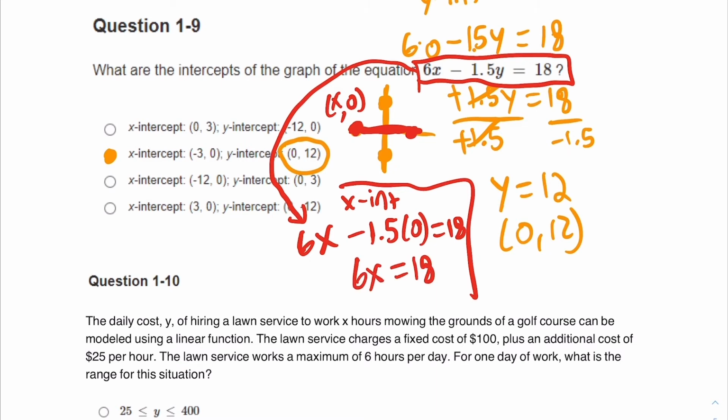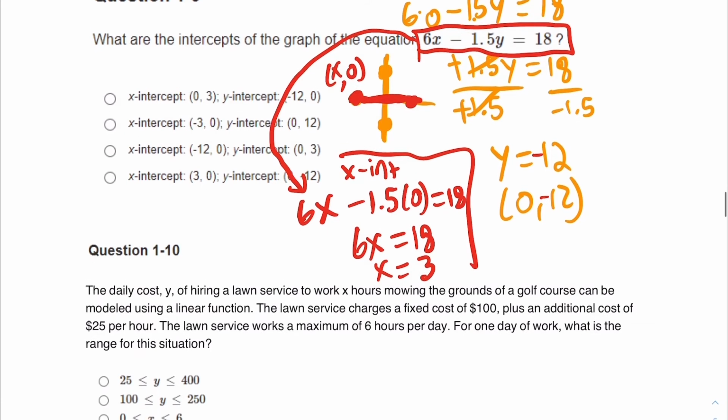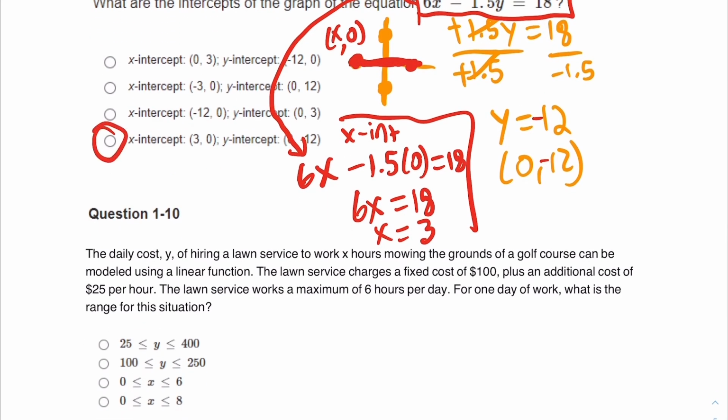And it's going to be, oh, look at that. Good thing I caught that. When we divide the 18 by the negative 1.5, it makes a negative 12. So the y-intercept should have been 0, negative 12. And this one should be x equals 3. And that one matches D. So hopefully you stuck around for that.